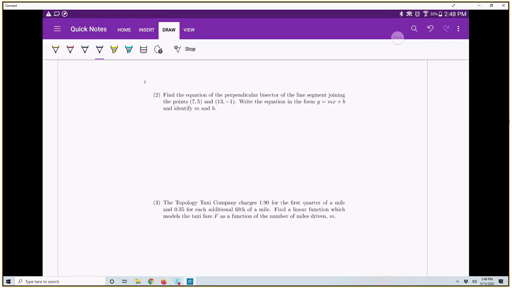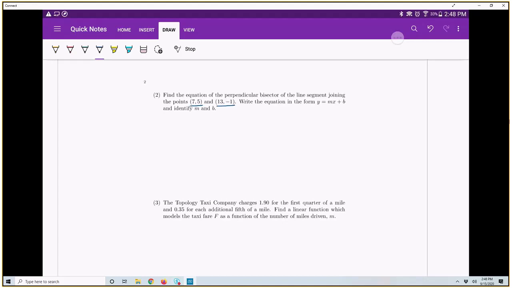Okay, let's see another question. This question asks us to find the equation of the perpendicular bisector of the line segment joining the points 7, 5 and 13, negative 1. And we're asked to write the equation in the form y equals mx plus b, which we know is our slope-intercept equation, and then identify m, which will be the slope, and b, which will be the intercept.